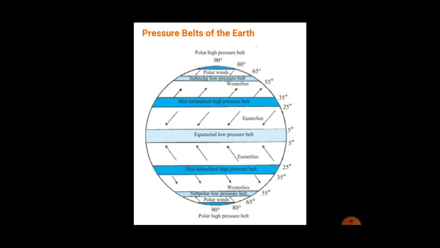This belt is known as horse latitudes. Why? Because in ancient times, the merchants carrying horses in their ships threw some of the horses while passing through this zone of calm, in order to lighten their ships. Hence, this zone is known as the horse latitudes.